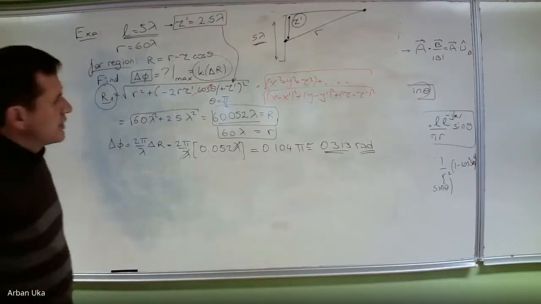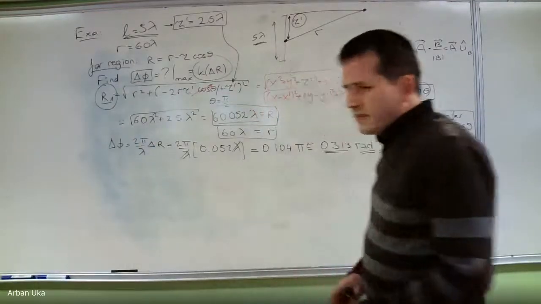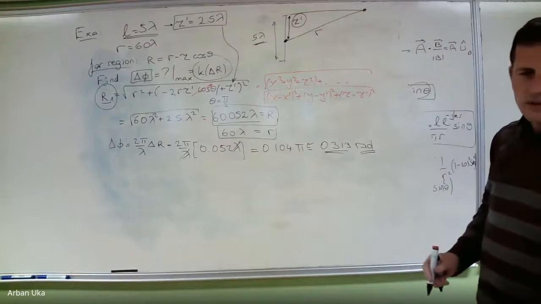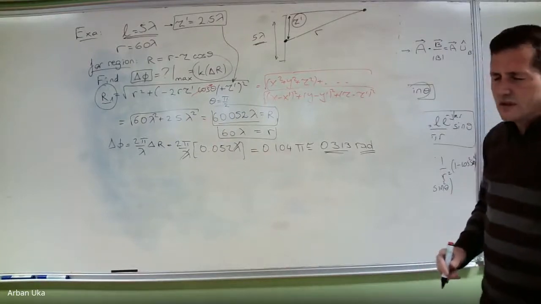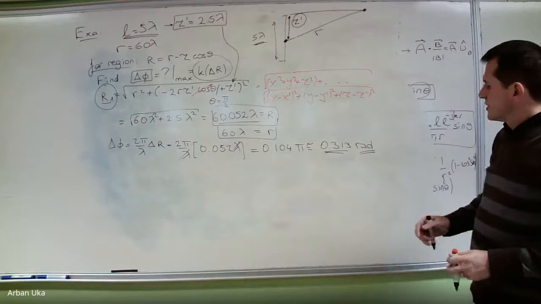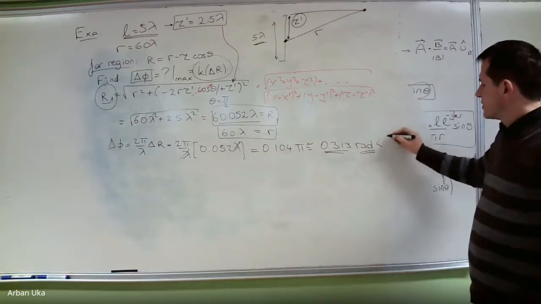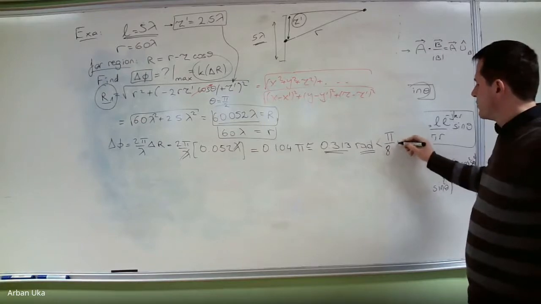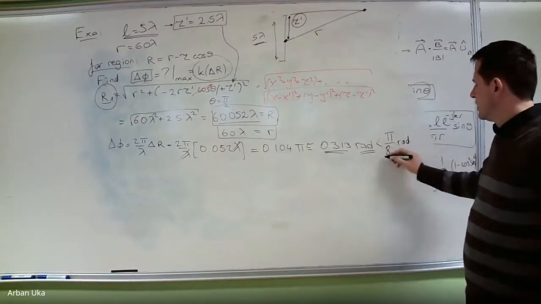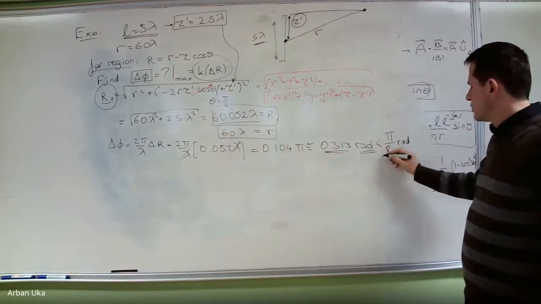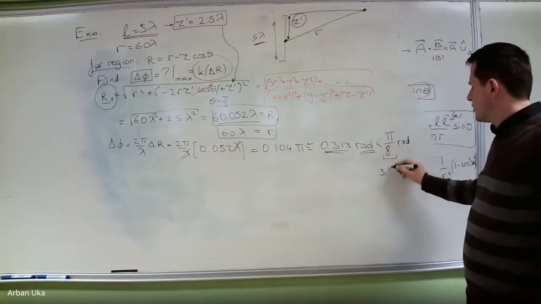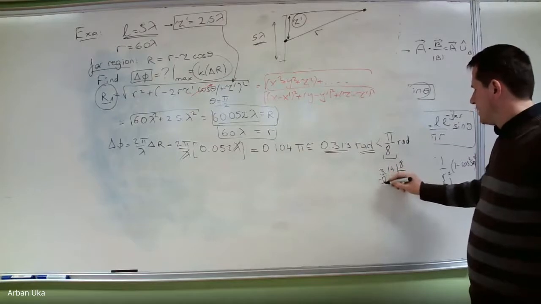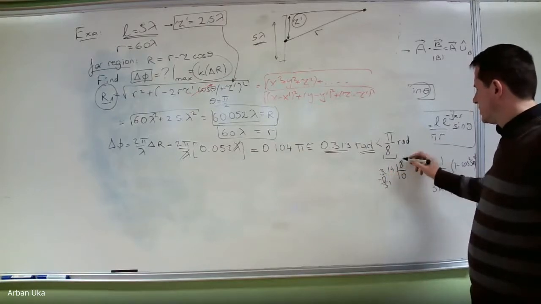The question is, 0.313, how does it compare with the threshold which is accepted as an allowed error, as an accepted phase difference in error? So we have to check whether this one is smaller than pi over 8 radians or not. Okay. So pi over 8 radians is equal to what? This is 3.14 divided by 8. This is 0.31.